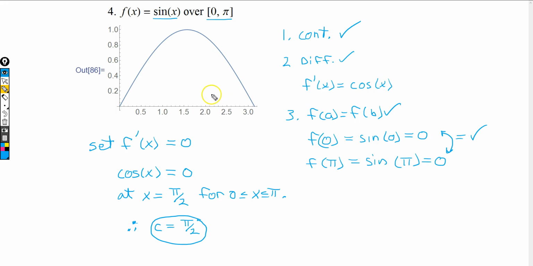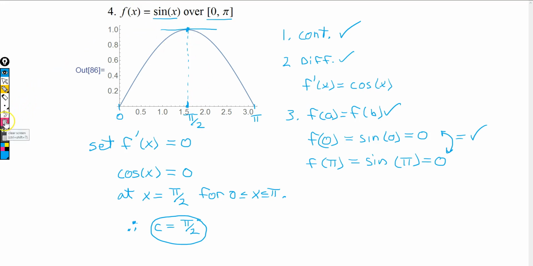And you can see that graphically by looking at the graph of the sine function. Here's its graph from 0 out to pi. Notice that we have the peak right there. That's where our derivative is equal to 0, because that's where our tangent line is horizontal, so it has a slope of 0. And that point right there, of course, is halfway between 0 and pi. That's pi over 2. So that's the c value where the derivative of our function is equal to 0.